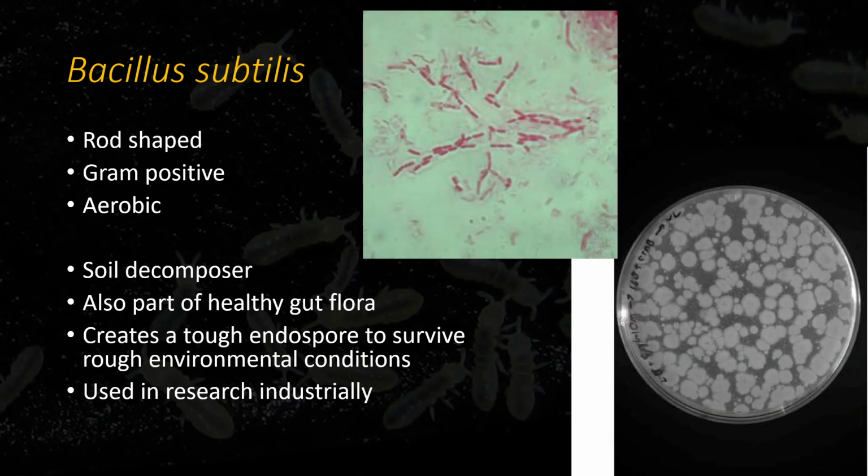The next bacteria I'm going to talk about is B. subtilis. This is a common bacteria used in research because it's an important soil decomposer. It's also part of a healthy gut flora, and it can create this really tough endospore in order to survive rough conditions. So it's one that you might see on your Petri plates. It's also one that you might have heard of if you read any published papers on bacteria.